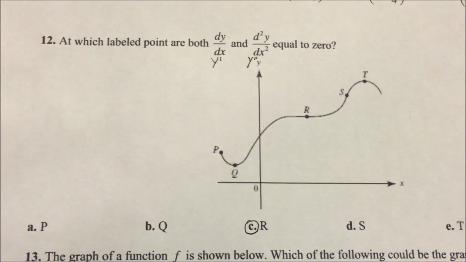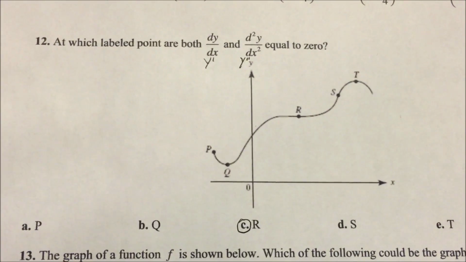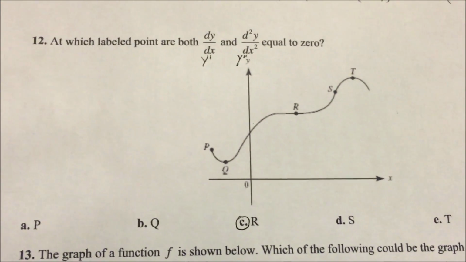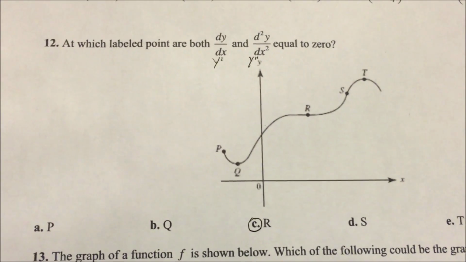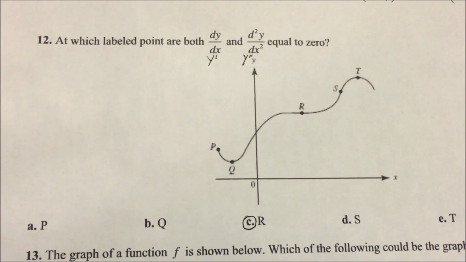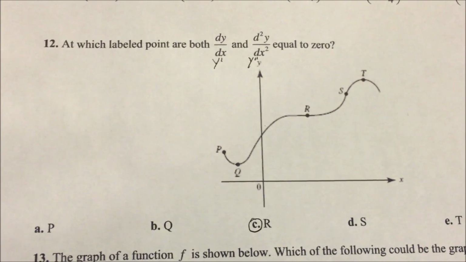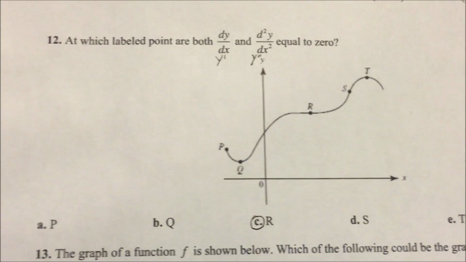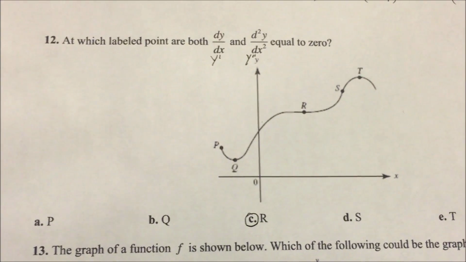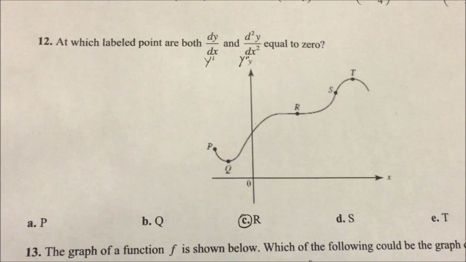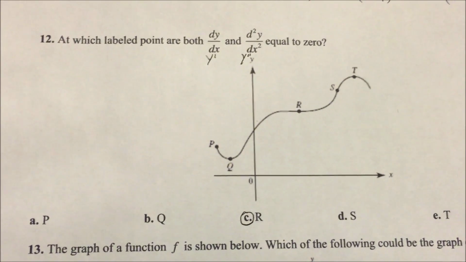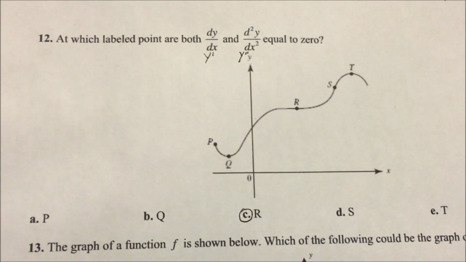And for number 12, it says, at which labeled points are both y prime and y double prime equal to 0? So first of all, you want to know that to get y prime equal to 0, the slope of this graph has to be 0. And there are only 3 qualified points where y prime is equal to 0, and that's Q, R, and T. So you can automatically take out the answers D and A, because those slopes are not equal to 0.